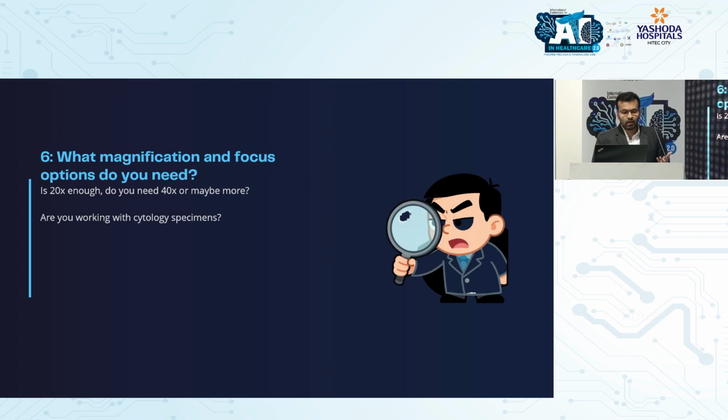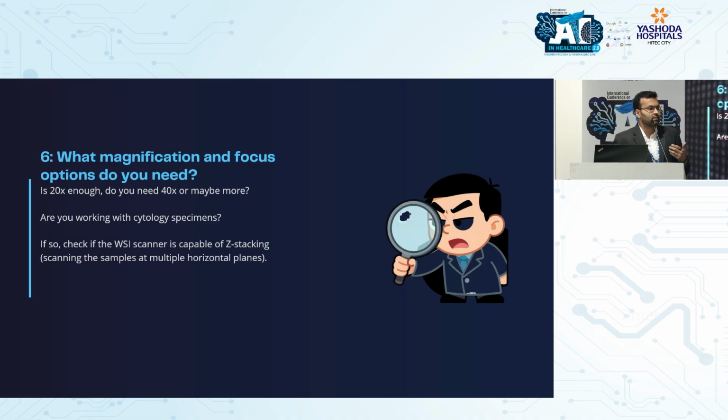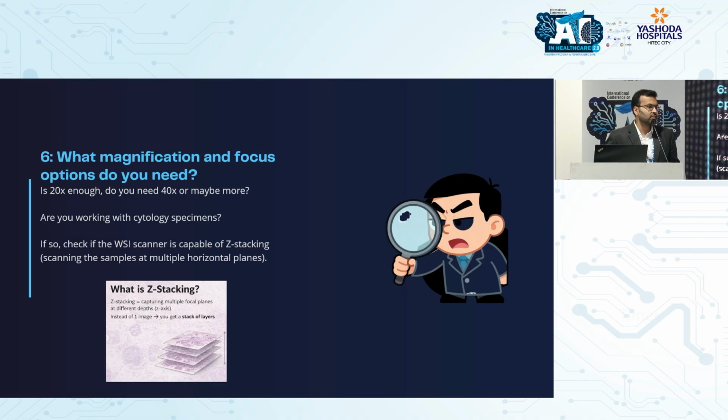Then are you working with a lot of cytology specimens? If you're working with cytology specimens, you need something called Z-stacking. So when we look at cytology, what is the first thing that we do? We focus, and then we go into the fine adjustment, right? Fine adjustment in terms of scanning is called Z-stacking. Z-stacking is basically at one particular focal point, it's going to scan multiple levels. So that gives you the feel of a fine adjustment in your microscope, which is useful again if you want to do that kind of work.